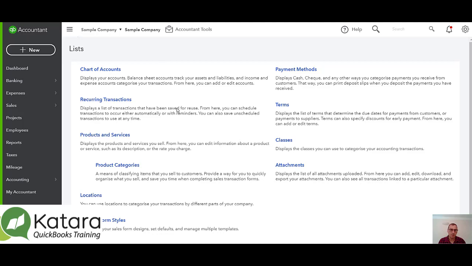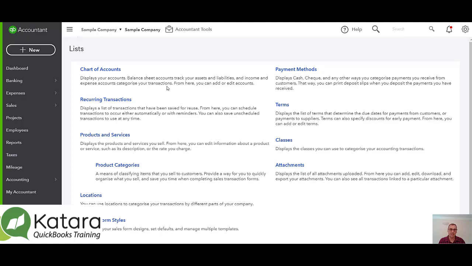The products and service list, the second key list, is a list of products and services that you sell, and that list connects to the chart of accounts. So when we pick a product or service, say on an invoice that we're raising, that product and service will then link to typically an income account in your chart of accounts. So the two are connected together, and it's important that we have a list of products and we understand where they are posting in our chart of accounts.